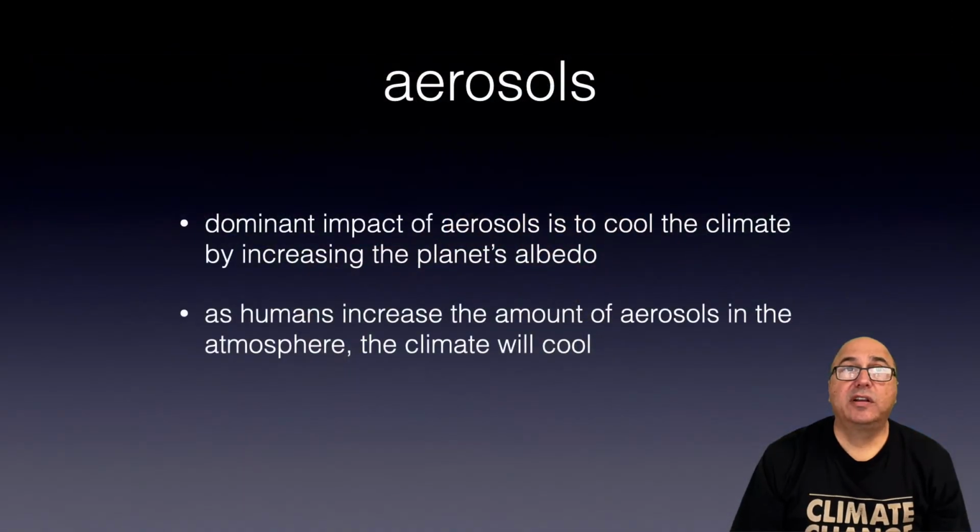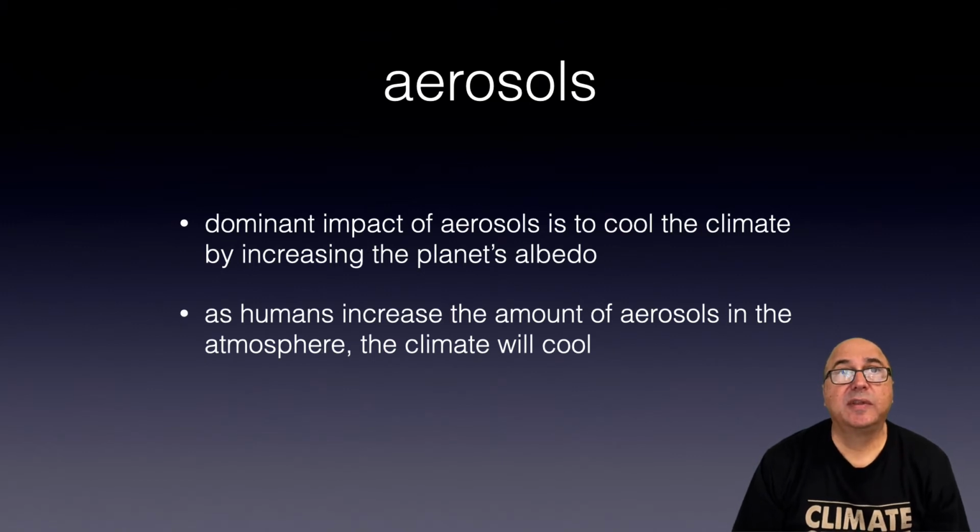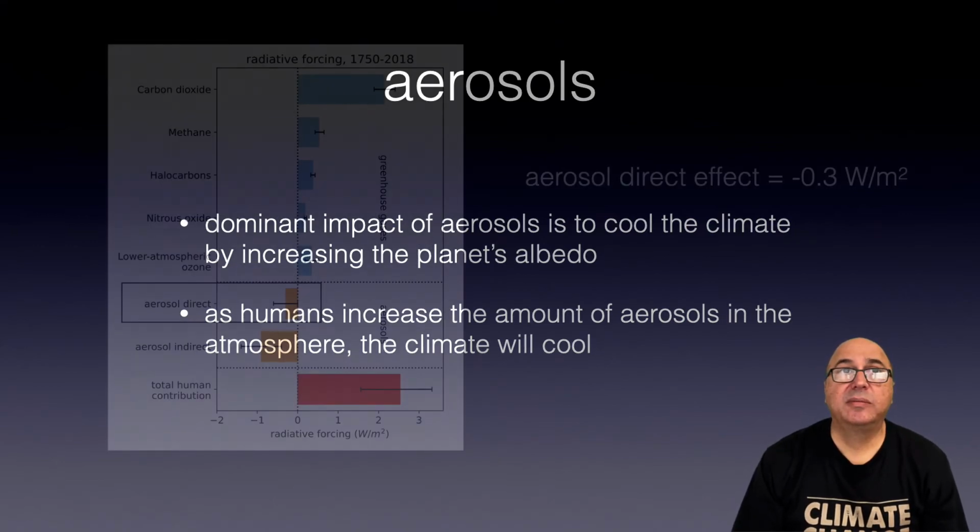While aerosols vary in composition and in impact on the climate, the dominant impact of aerosols is to reflect solar radiation back to space. Human activities have been increasing the amount of aerosols in the atmosphere, causing the planet's reflectivity to increase. This increases the albedo of the planet, leading to cooling of the climate system.